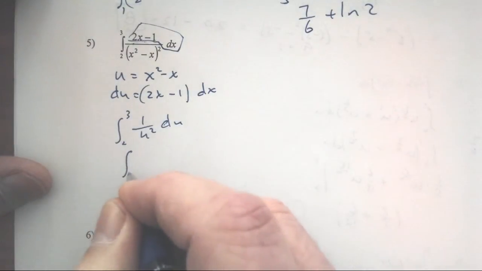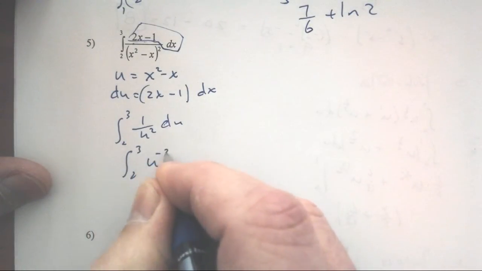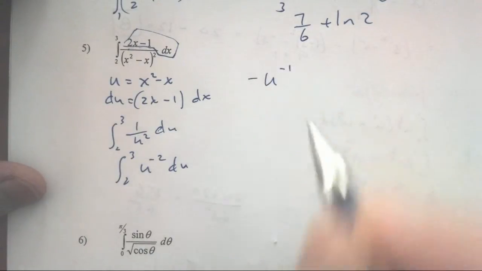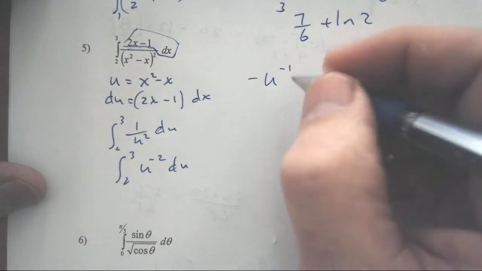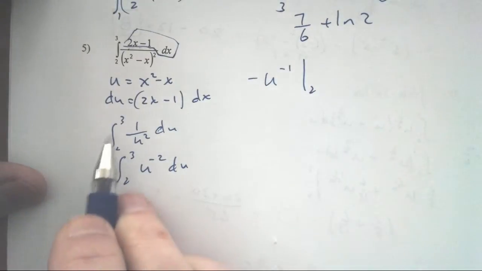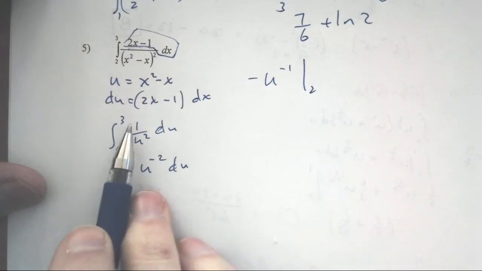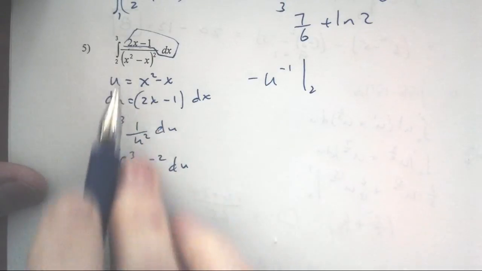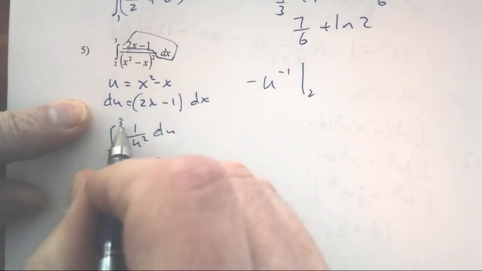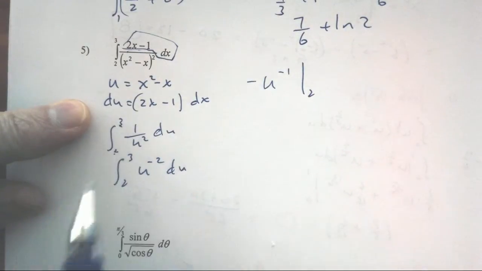So if I want to think of that as 2 to 3 u to the negative second du, we get u to the negative first on negative 1 from 2. Oh, this was bad. I'm sorry. We're going to be changing these bounds. I was thinking that this was indefinite, but we need to change these bounds, right?